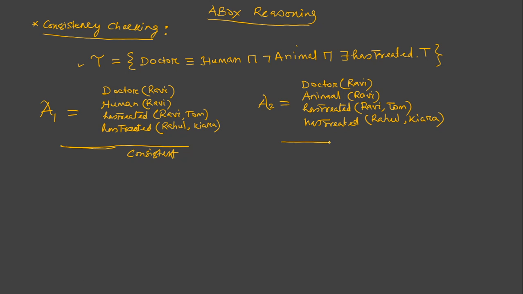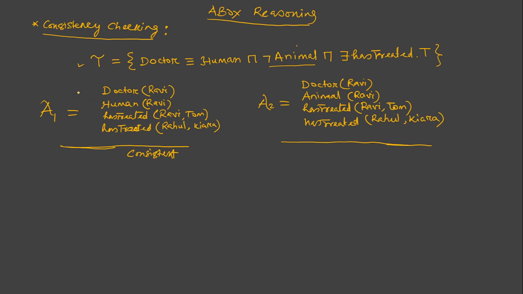Now let us focus on A box 2. Now we are making Ravi a member of doctor, and at the same time we are making Ravi a member of animal. According to the definition of doctor, a doctor is someone who is human and also belongs to the complement of animal, but not animal. That's why we have an inconsistency. You cannot have any interpretation for which both T and A2 can be satisfied.